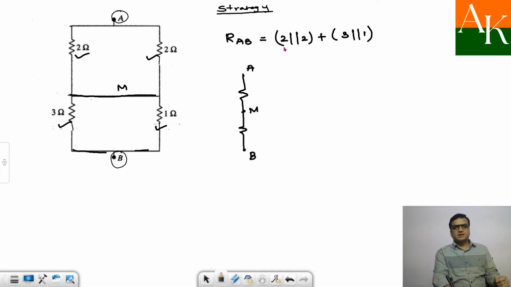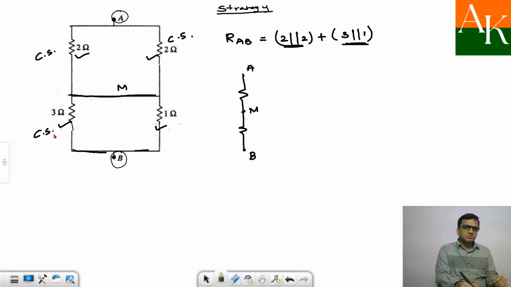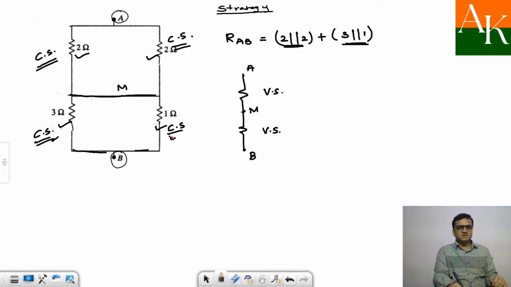What it says is that when you are taking 2 and 2 in parallel, I want a current source over here. This 3 and 1, they are in parallel, that means again I want a current source to be present over here. Then I will combine these two current sources and finally I will require a voltage source over here so that I can add this. So first thing is I want current sources to be present in all the 4 branches.